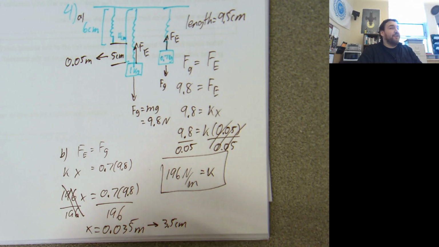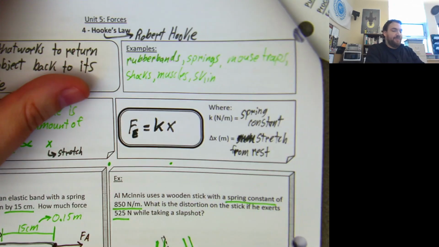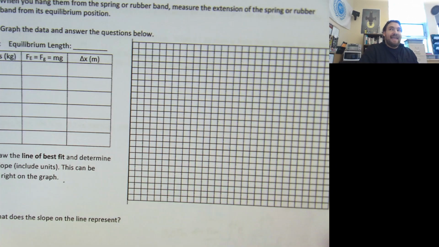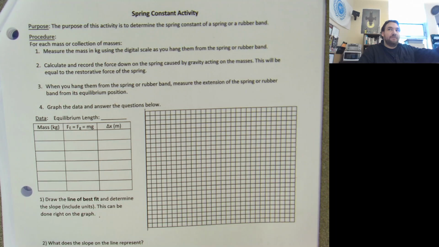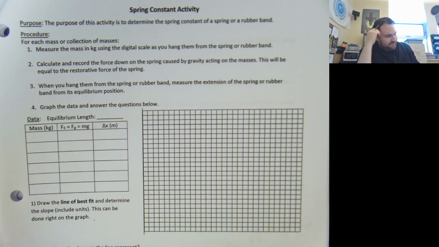Okay, so this is a simplified version. This question, if you're cool with this question, is a simplified version of what we're going to look at today. So flip back a page. By a page, I mean 2 pages. And this spring constant activity is what we're going to take a look at today. So the purpose of this activity is to find the spring constant of a spring or rubber band. I am going to give you and a partner, you are allowed to work in twos.